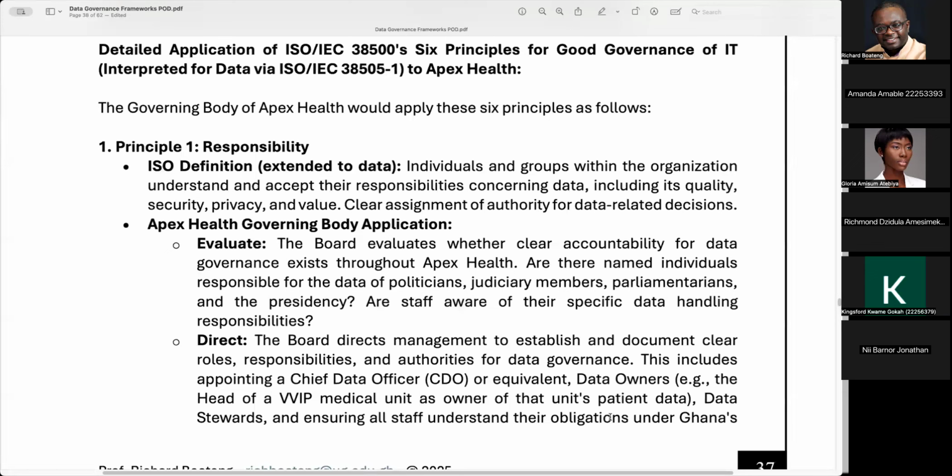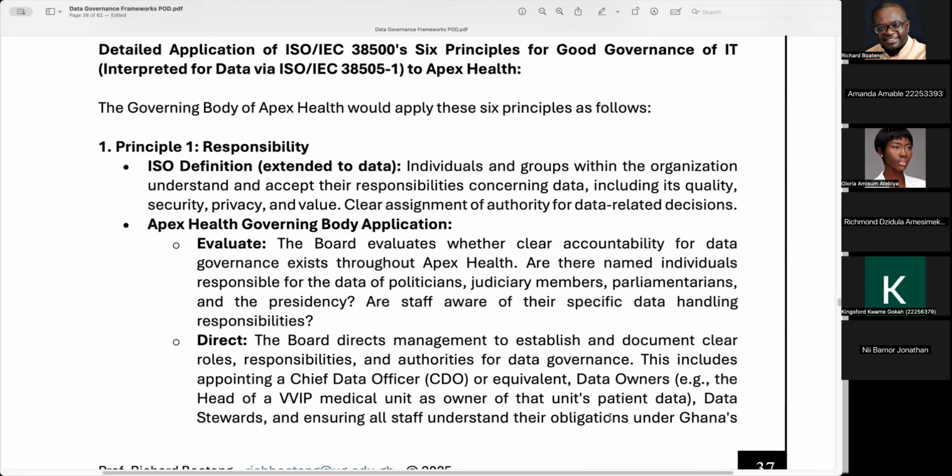Principle 3 is acquisition. This covers getting new systems or data. Yes. The board evaluates the processes the hospital uses for acquiring new data systems or collecting significant new types of data, especially if they involve VVIP information. Is the proposed data collection truly justified? Have the associated risks been thoroughly assessed?